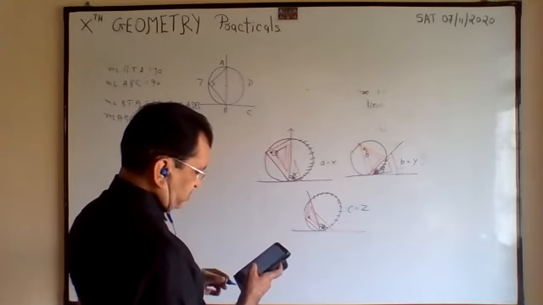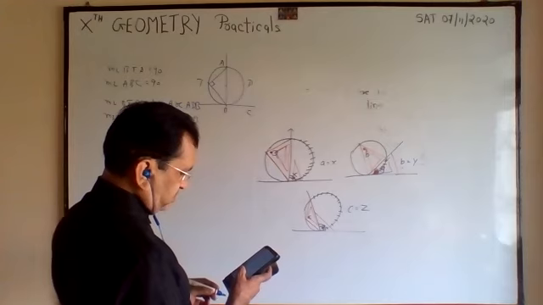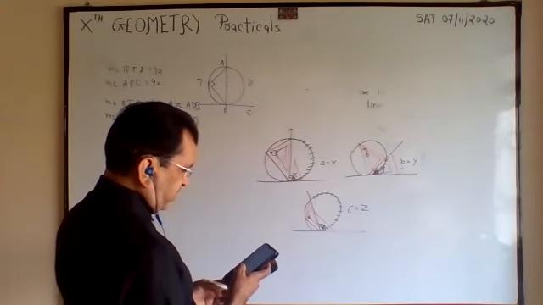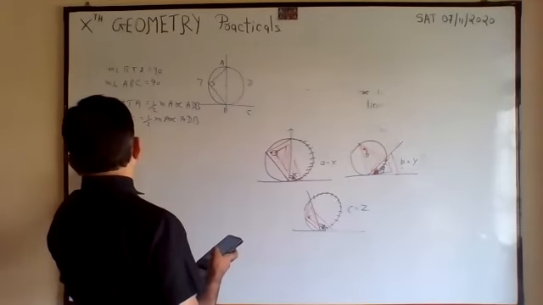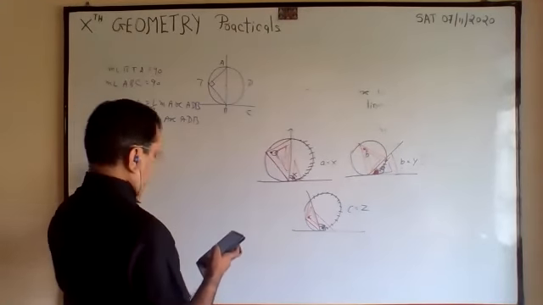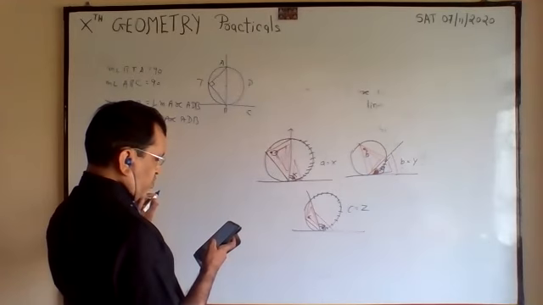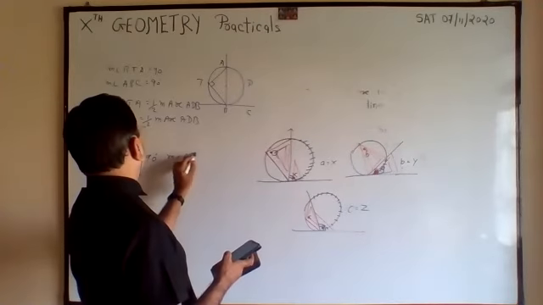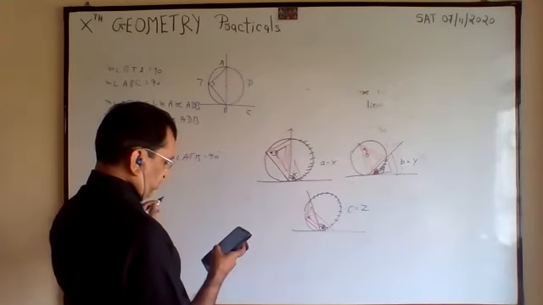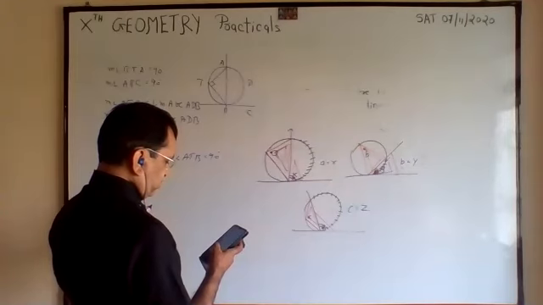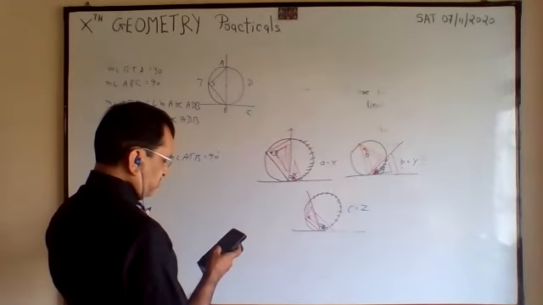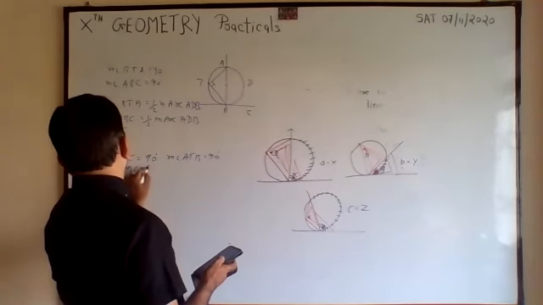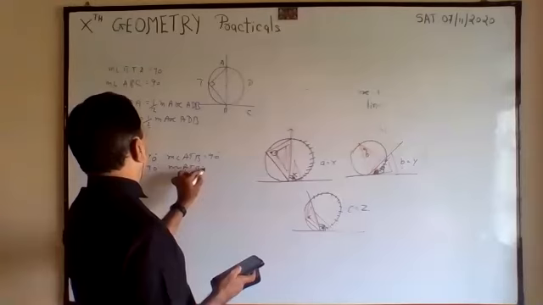Just change, because they have given it upside down. Angle ABC. Then measure angle ABC is equal to 90 degrees. ATB, right, measure angle ATB is equal to 90. Change it. Again, same: measure angle ABC is equal to 90. Measure angle ATB is equal to 90.